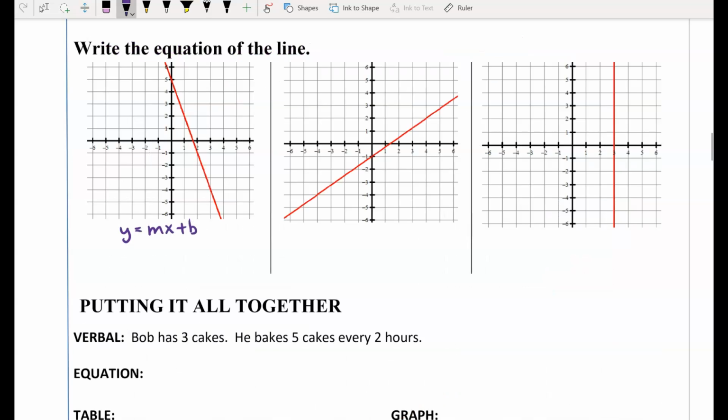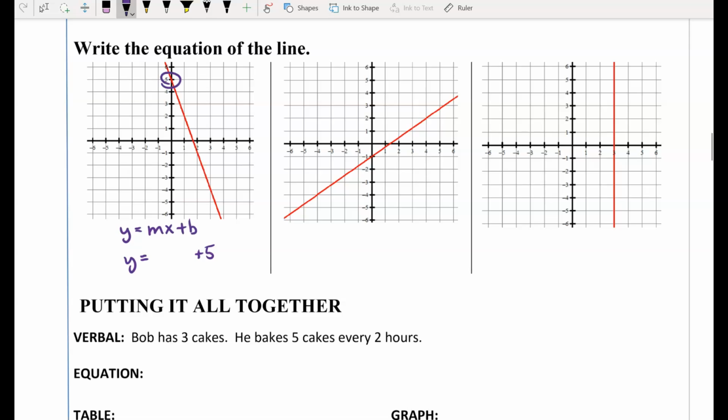Now what happens if we're given the graph of the line and we want to write the equation that goes with it? We're just going to work backwards. We want to look at our y-axis first and see what the y-intercept is. In this case it's 5. So in my template for my equation, y equals mx plus b, I know that y equals is not going to change and my b is going to be a positive 5.